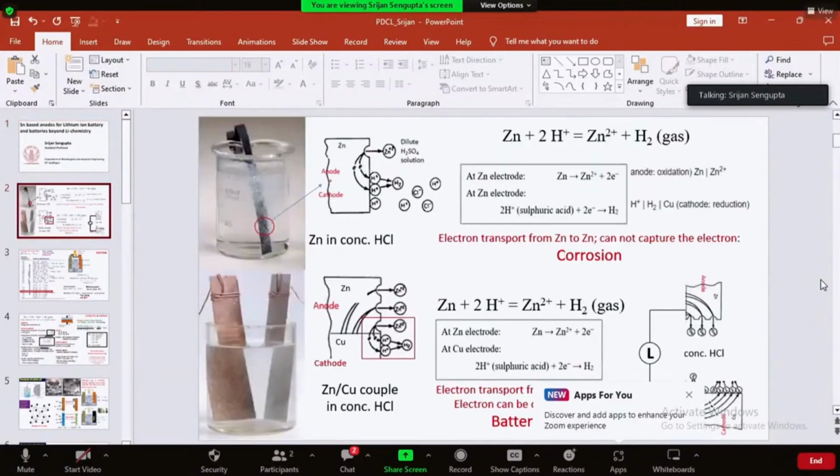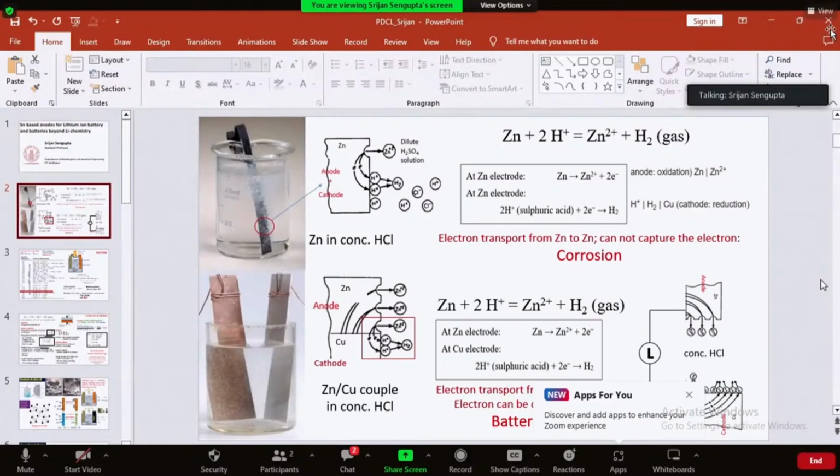So I start with the very fundamentals and go to a little depth. On the left-hand side, it's just a piece of zinc dipped in concentrated HCl. Zinc is dissolving and there is an evolution of hydrogen gas. The reaction is the oxidation of zinc and the reduction of hydrogen. But where are both reactions taking place? The reaction is taking place on the zinc substrate itself, so zinc is acting as an anode and also as the cathode.